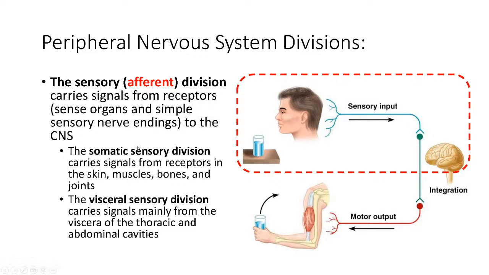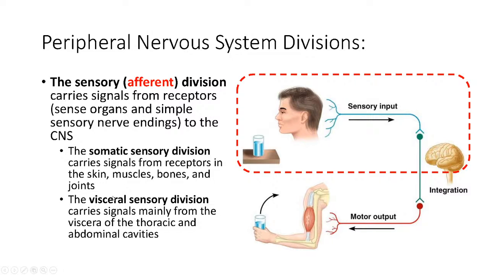All right, so the somatic sensory division carries signals from the receptors in the skin, muscles, bones, and joints. Basically anything that you're consciously aware of, pain coming from the skin, muscles, bones, and joints, to the brain or central nervous system here. Doesn't necessarily have to be the brain, by the way. The spinal cord is actually capable of making some decisions on its own without the brain.